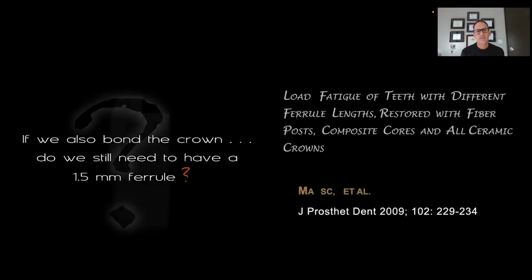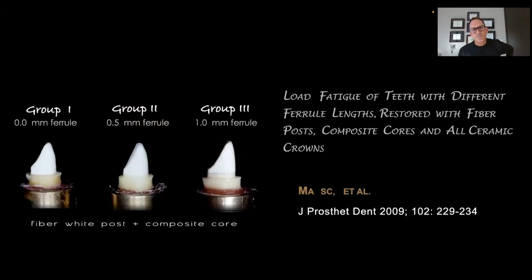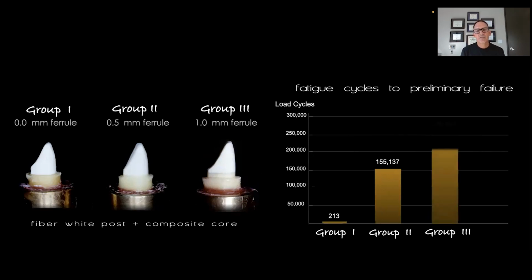This one was published. They're going to use the weakest of the systems, but they're going to bond everything, the post and the core, as well as the crown. And they're going to now go no ferrule, 0.5 millimeter ferrule and 1 millimeter, bond the crown and test everything again. So place your bets. Actually, the one that had no ferrule still was very, very poor, right? But look what happens in the weakest system when you bond the crown as well. 0.5 millimeter of ferrule jumped up to 155,000. 1 millimeter was at 262, right?